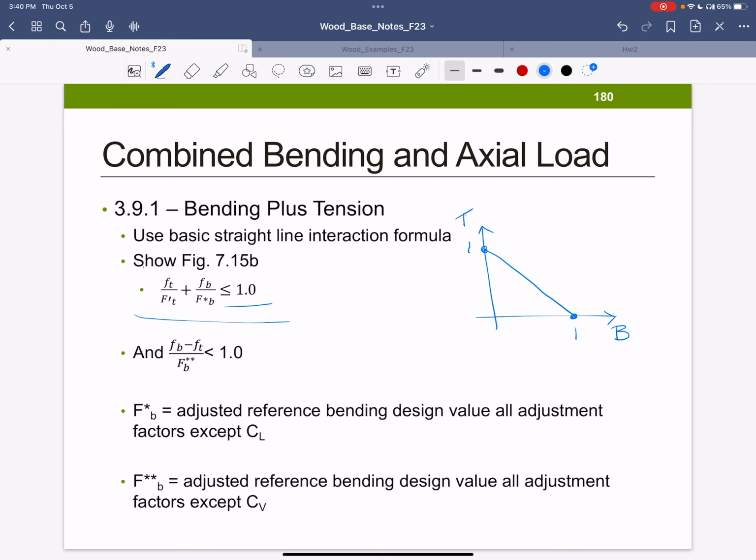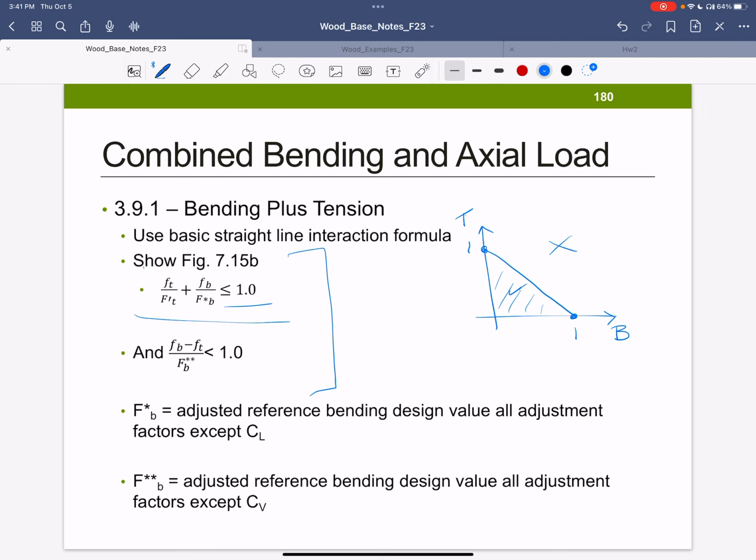This means that if this tension piece is 1, I have nothing left for the bending piece. And if the bending piece is 1, I have nothing left for the tension piece. So I balance those two, and that total has to be less than 1. Okay. So in this case, the shaded area here is okay. If it falls outside of the shaded area, it would not have the capacity. Okay, so these are the basic formulas.